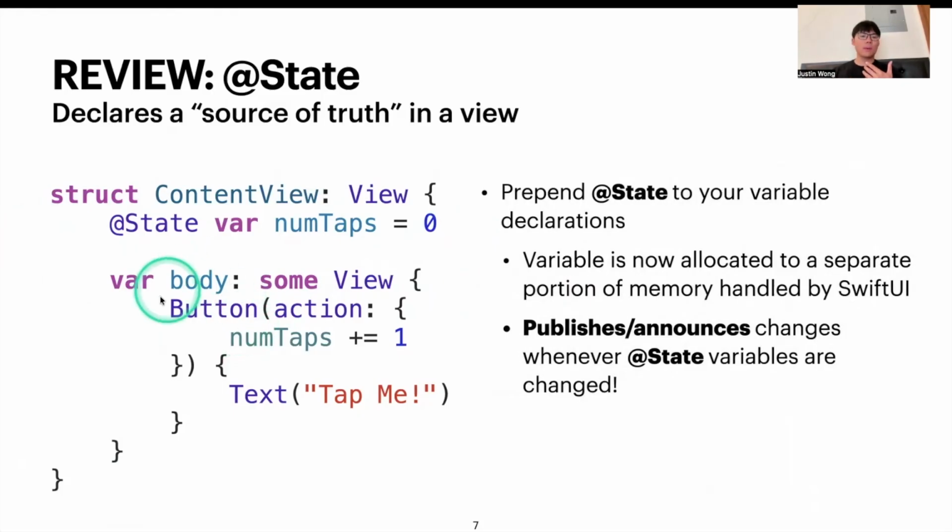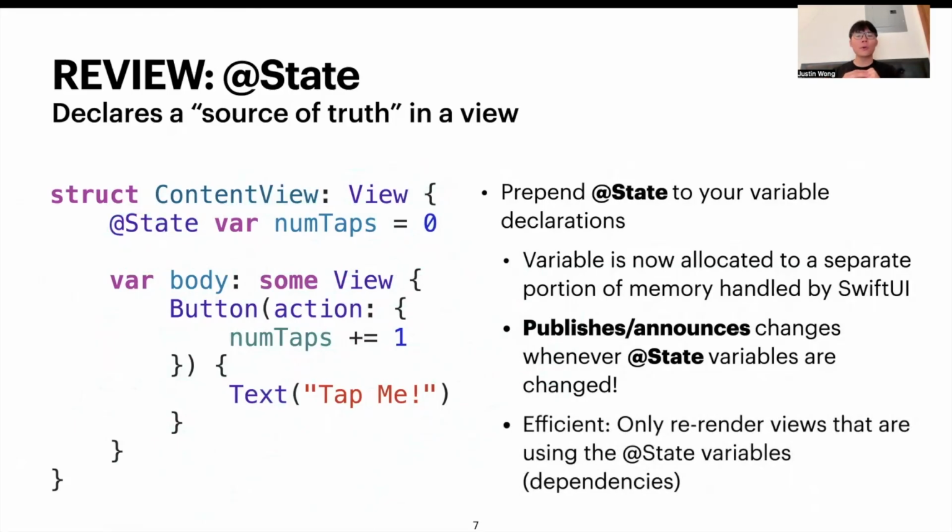We say this button has a dependency on numTaps because this view uses numTaps. So whenever I click on this button, numTaps increments by one, and then SwiftUI would say, okay, whoever is using numTaps, re-render yourself to reflect the new value.